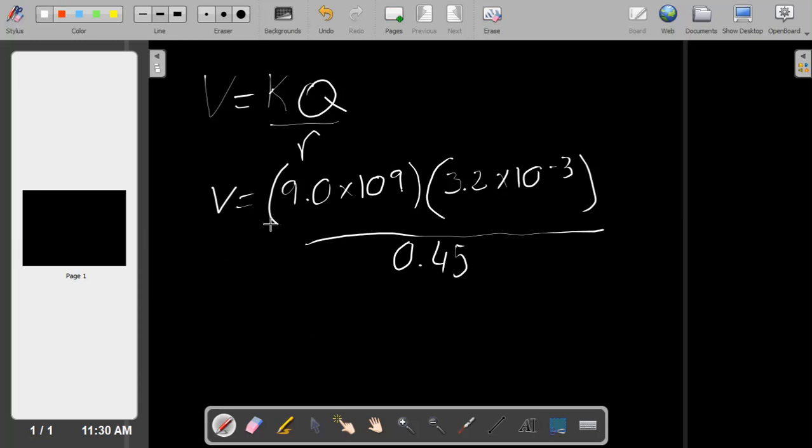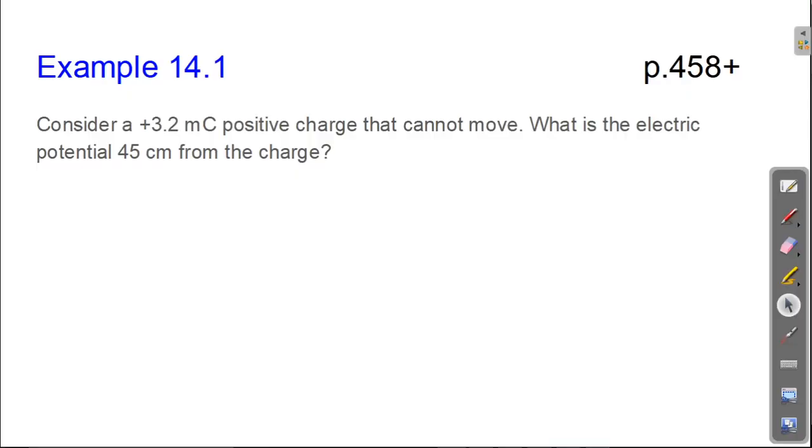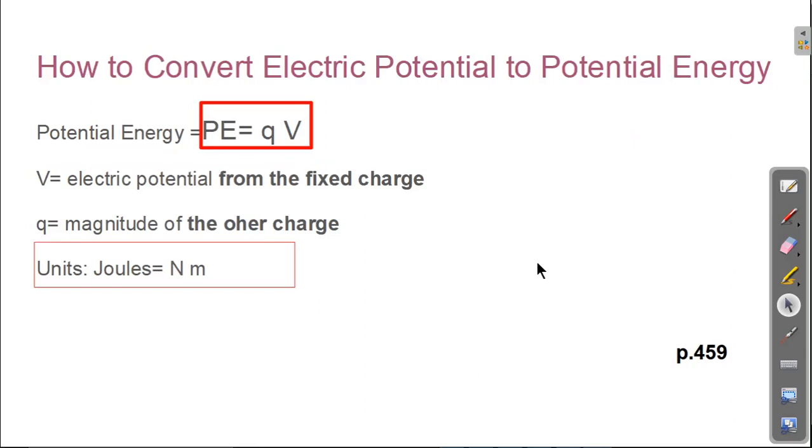Your V, the electric potential, is 6.4 times 10 to the 7 volts. Okay, volts, you can write it all out or just put the V. But this is your answer. If you don't get this answer after you put all the numbers in your calculator, you're doing something wrong with your calculator. Practice with your parentheses. And this is example 1. Let me go back to my instruction and let's go on.